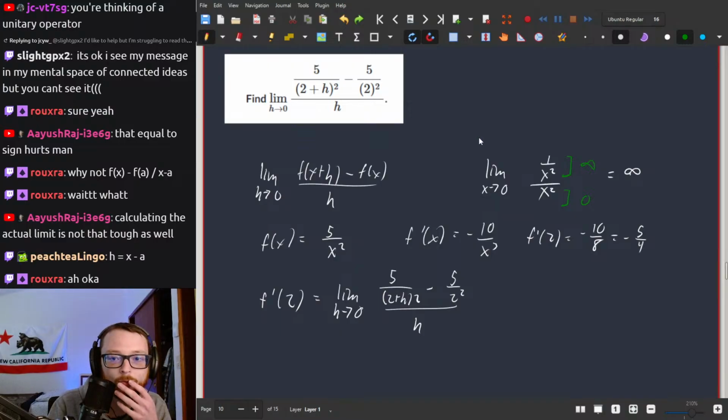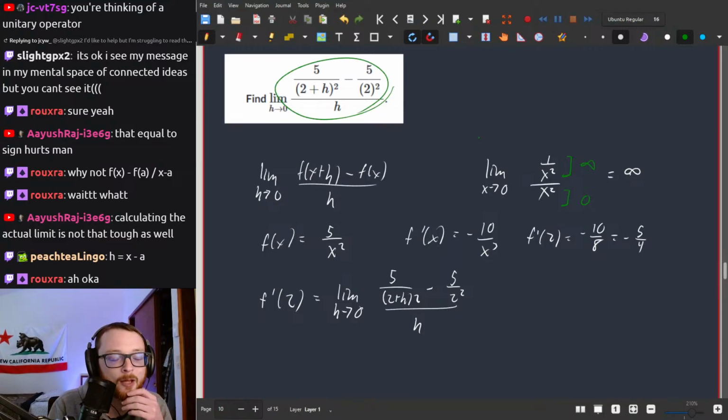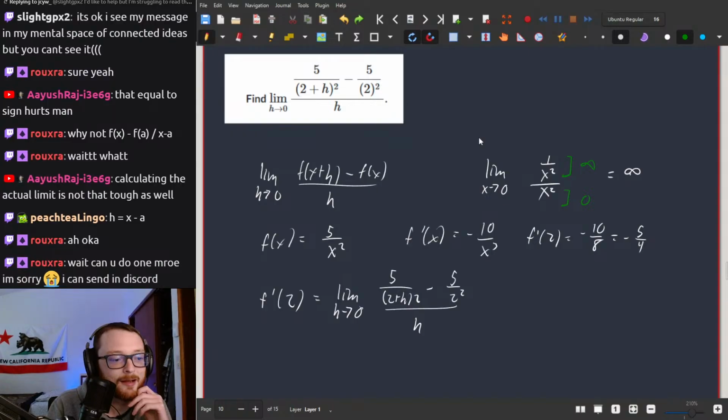So yeah, sorry, I kind of zoomed ahead, but you could just treat this as a normal limit problem and just calculate it too. That's absolutely possible here, and you would get the same result.